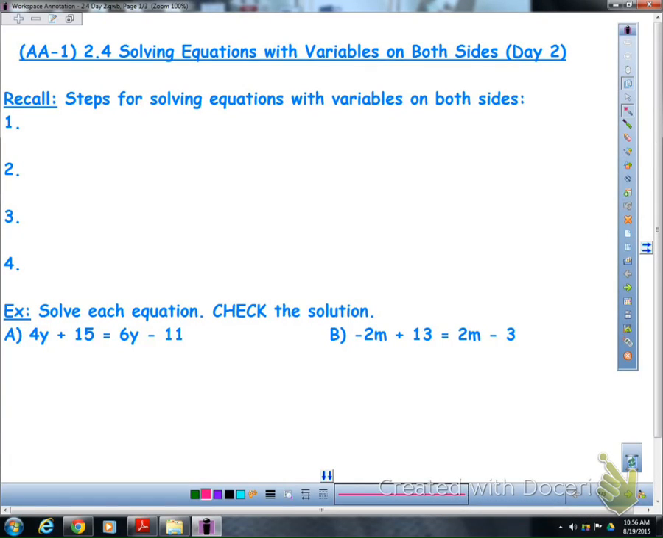Okay, happy Friday. This is our last lesson for the week. It is also an extension of yesterday's lesson. We're going to finish solving equations with variables on both sides.